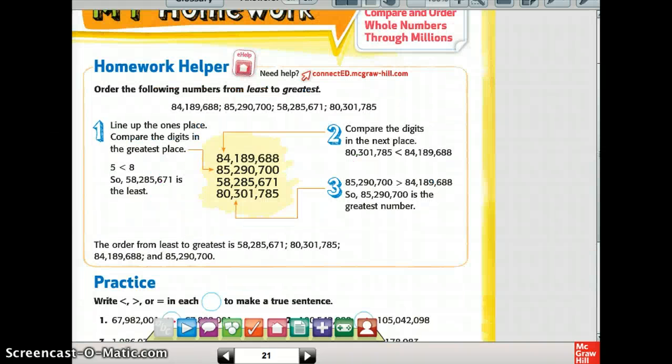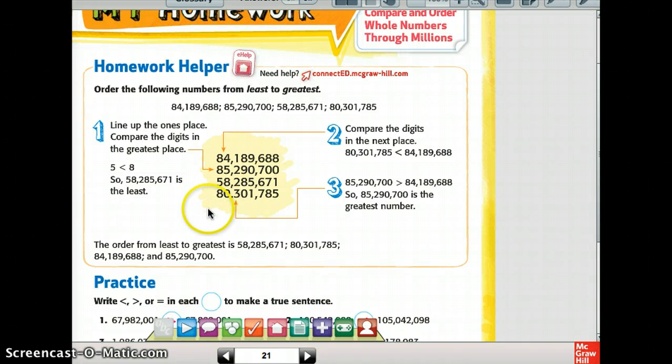On page 21, it shows another important part of this lesson, which is ordering the numbers from least to greatest. So it gives a list of numbers, and the first step in this would be to line them up. Line the numbers up, make sure that your commas line up so that these numbers have the same amount of digits. They're in the tens millions place. But if they weren't, you had to make sure that they were lined up.